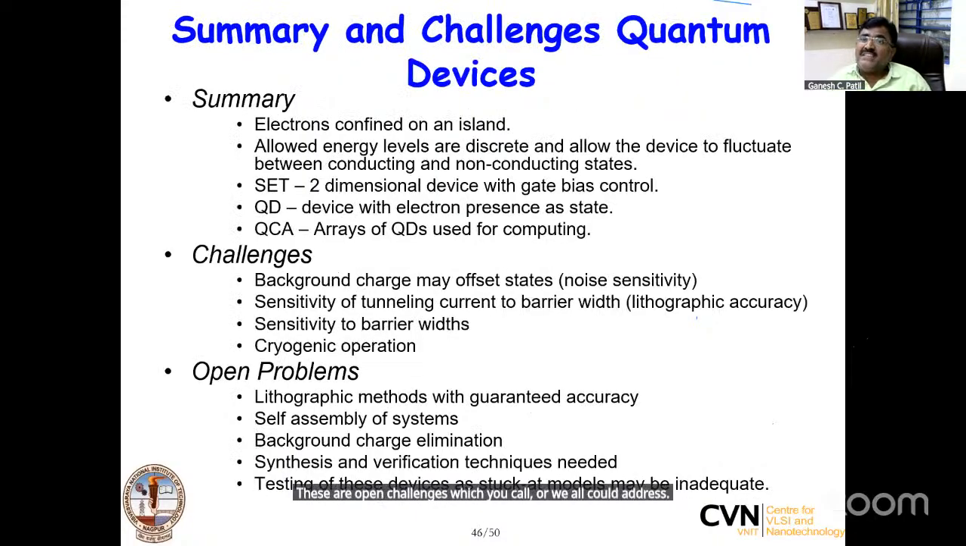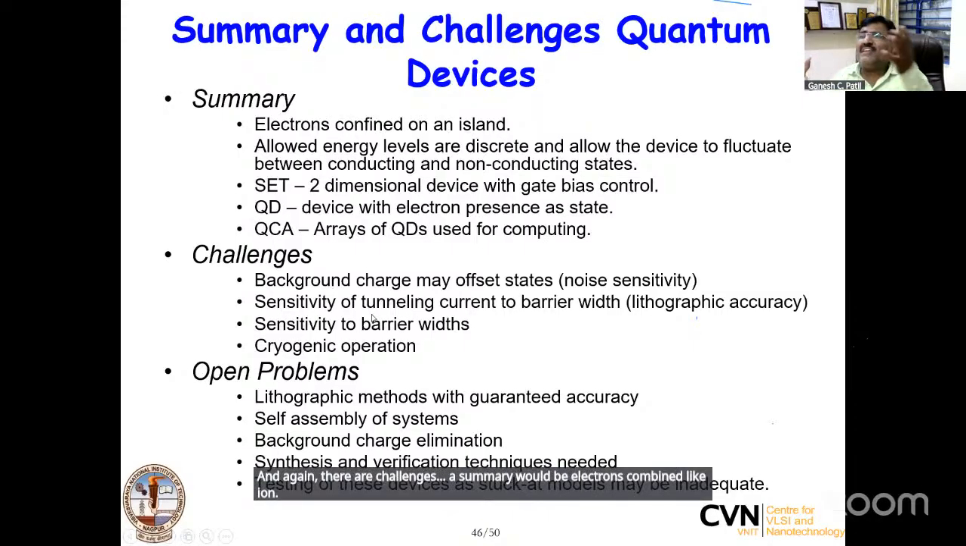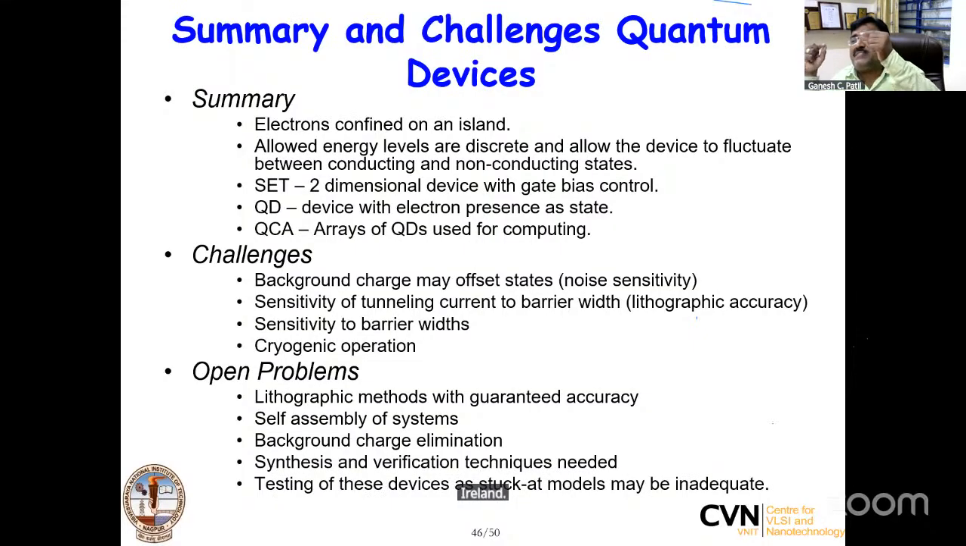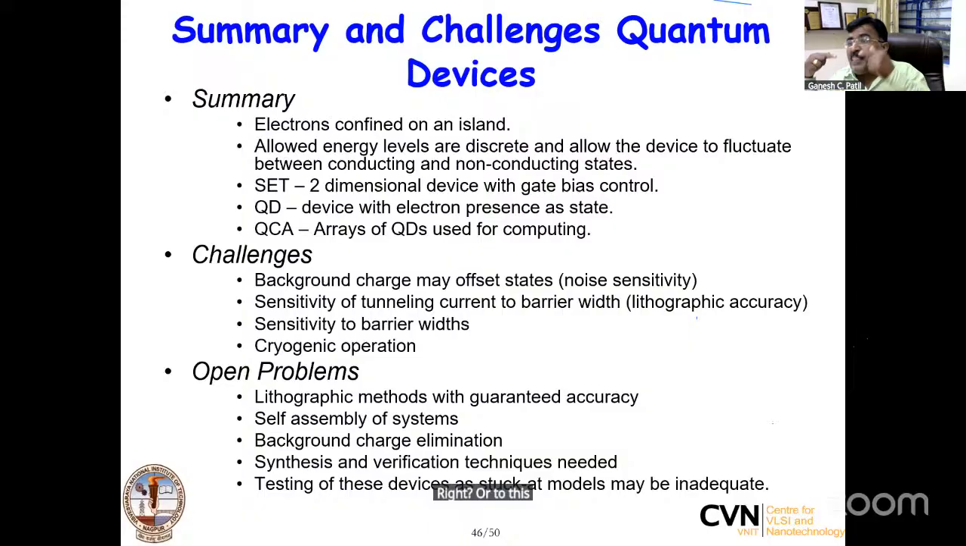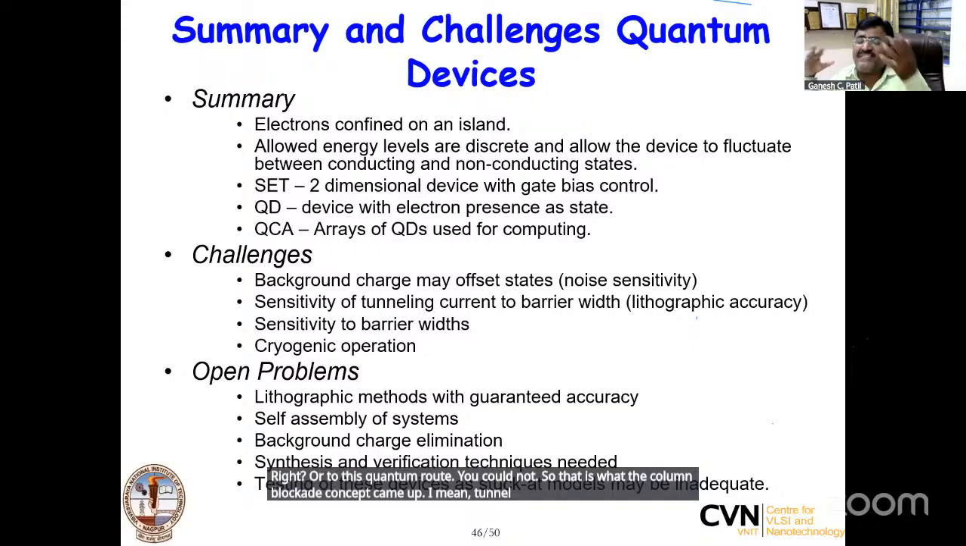And again, there are challenges. In summary, electrons are confined like an island. A carbon nanotube or single electron transistor is like an island. Let us take one example. If there is a simple quantum dot, how could I make interconnect connections to that quantum dot, right? You could not. Imagine there is one quantum dot in front of you and you wanted to connect electrodes to it. You could not. So that is how the Coulomb blockade concept came up. Tunneling came up. There are different challenges.